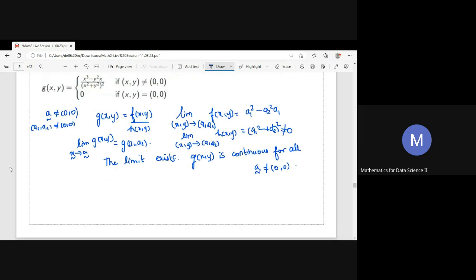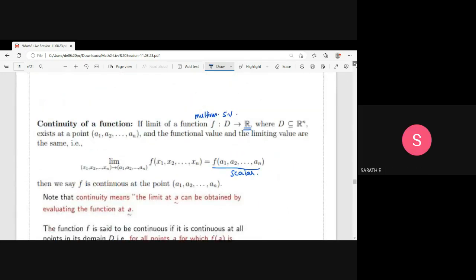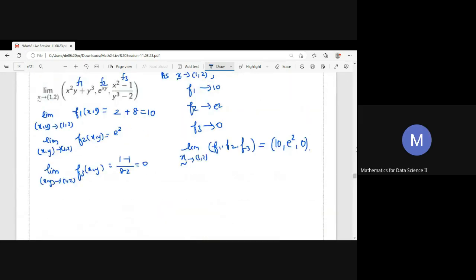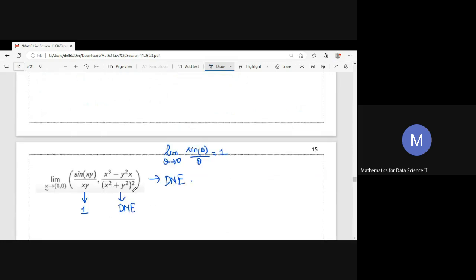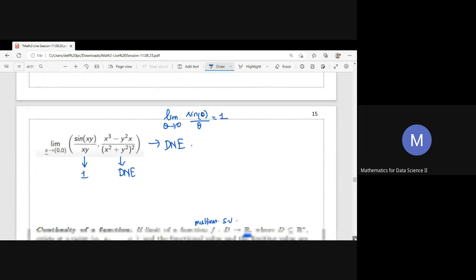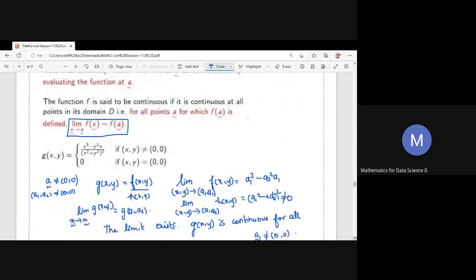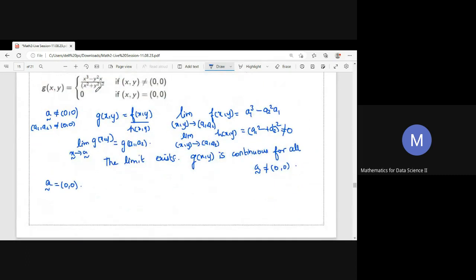Now let us look at the case when your a value is 0. What happens to the continuity when it is 0, 0? Have you already checked what is the limit of this function as x goes to 0, 0? I guess we did it somewhere. This one only, right? This is the function. Someone also asked whether we are looking at the continuity of this. So you know that the limit of this does not exist.